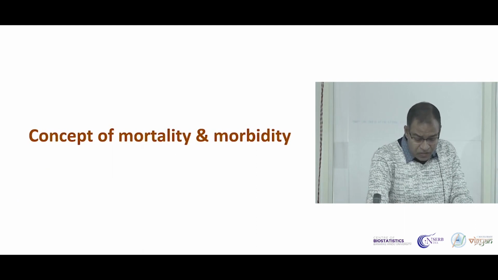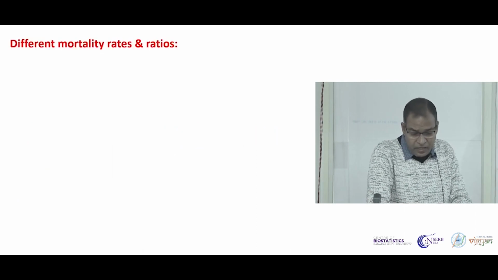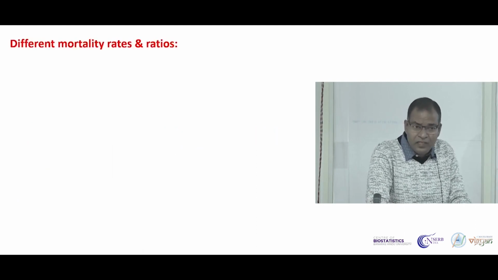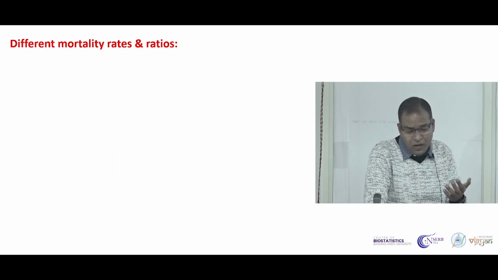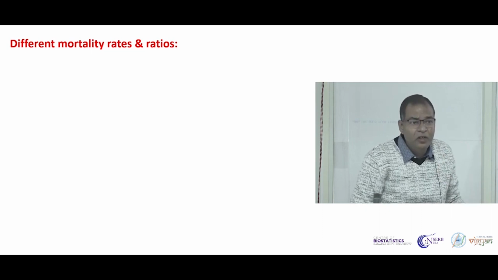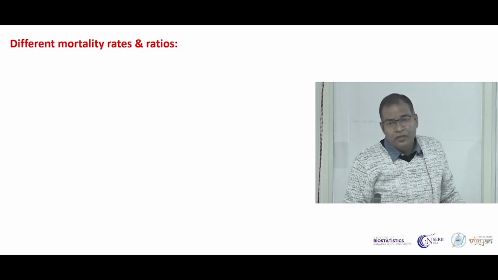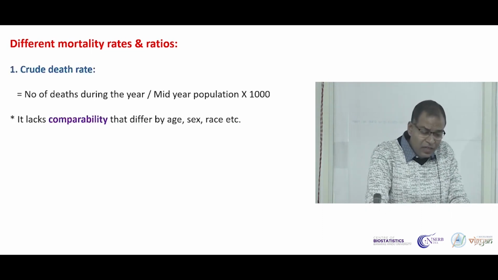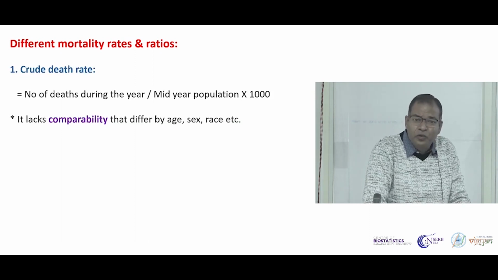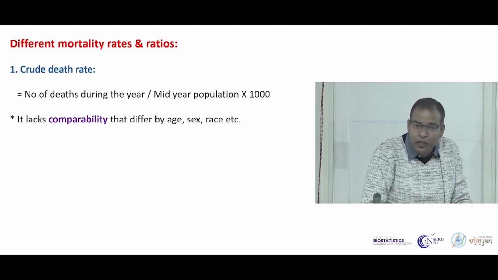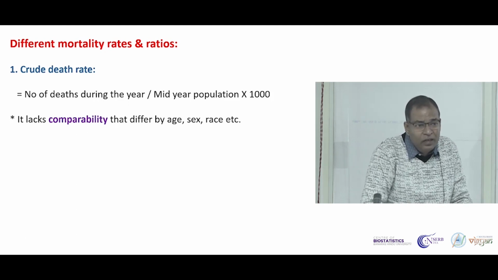Next is the concept of mortality and morbidity. There are different mortality rates; we will not go into details. I will just show you, because these are all relevant when we talk about different study designs, right? So that is why I will tell. One is the crude death rate. Can anybody tell me why it is known as crude? Do we calculate it very crudely or casually? Why is it crude?